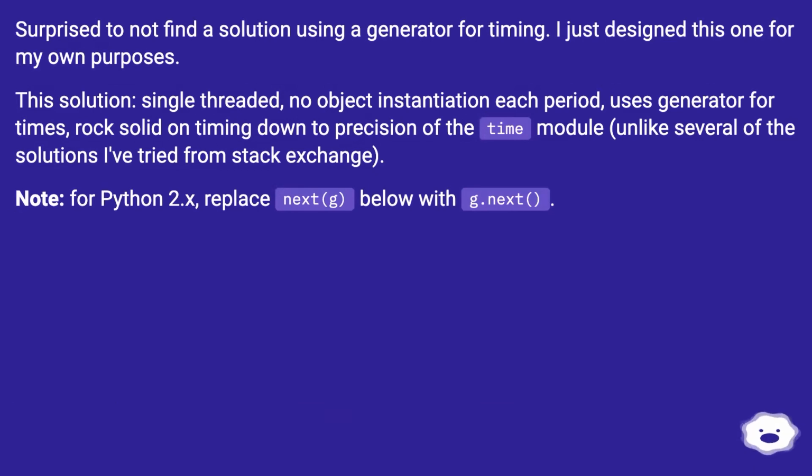Surprised to not find a solution using a generator for timing? I just designed this one for my own purposes. This solution, single-threaded, no object instantiation each period, uses a generator for times, rock solid on timing down to the precision of the time module, unlike several of the solutions I've tried from Stack Exchange. Note, for Python 2.x, replace next(g) below with g.next.